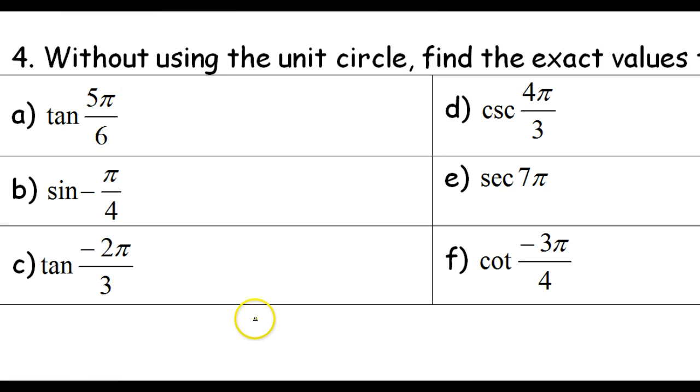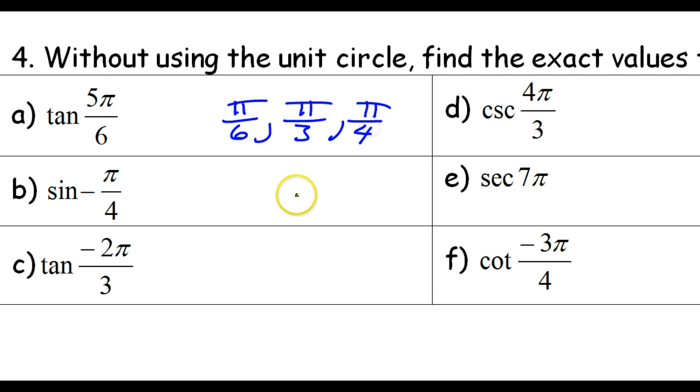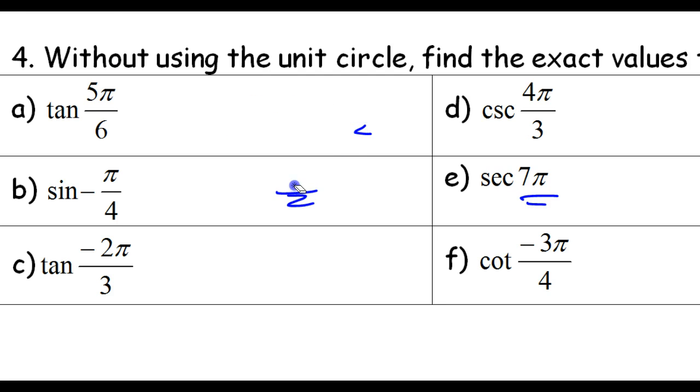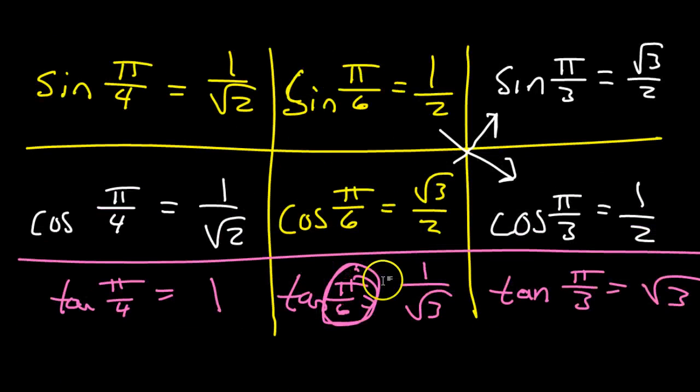All right, for number 4, we are evaluating these trig functions at some special angles. The special angles are like pi over 6, pi over 3, pi over 4, or pi over 2. And all of these, 6, 4, 3, 3, this one's like a whole number. These are all special angles. So hopefully you did what you're always supposed to do and immediately write down your 6 values.